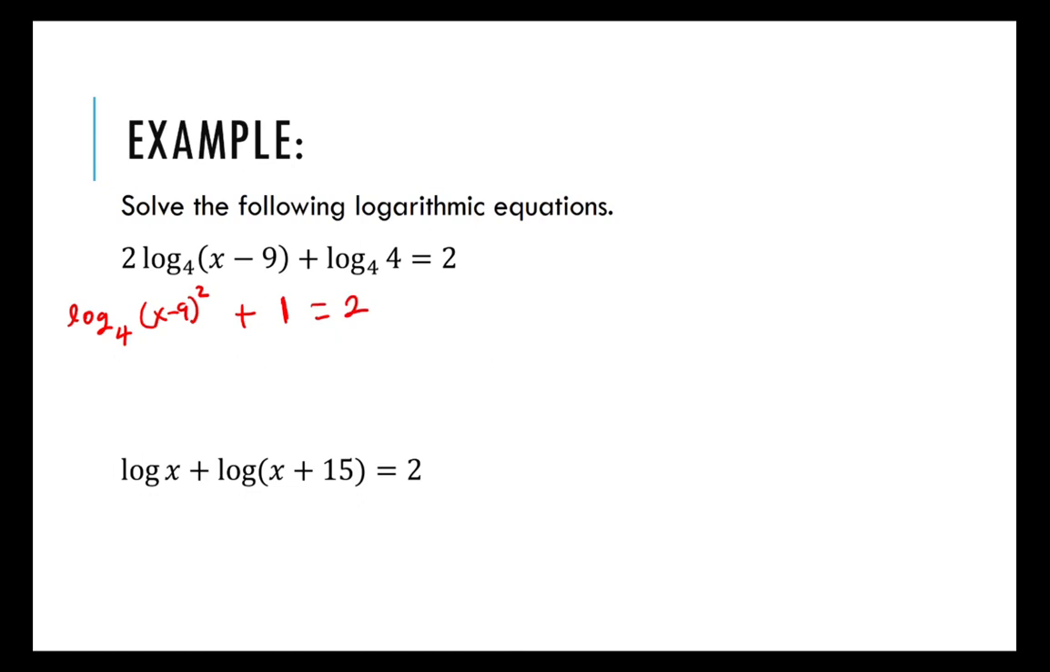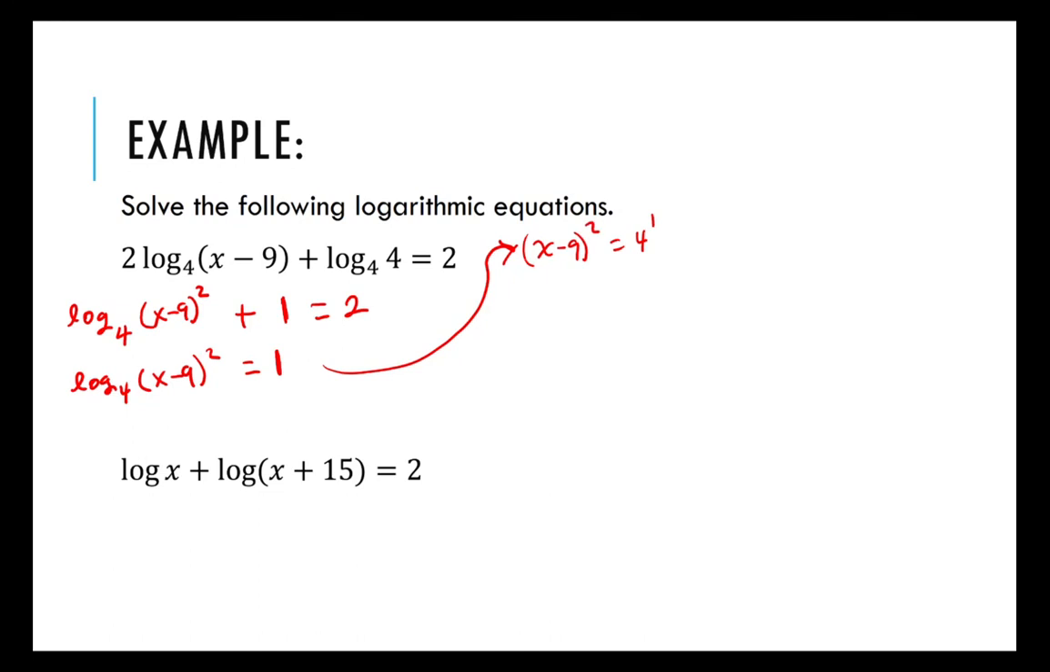Well, then I need to isolate my logarithm. So this is then log base 4 of (x minus 9) quantity squared. Minus 1 from both sides is going to give me 1. Well, then notice that I have a single logarithm equal to a number, so I'm going to have to use the definition. And so writing this as an exponential, that's going to be 4 to the first power is equal to (x minus 9) quantity squared.